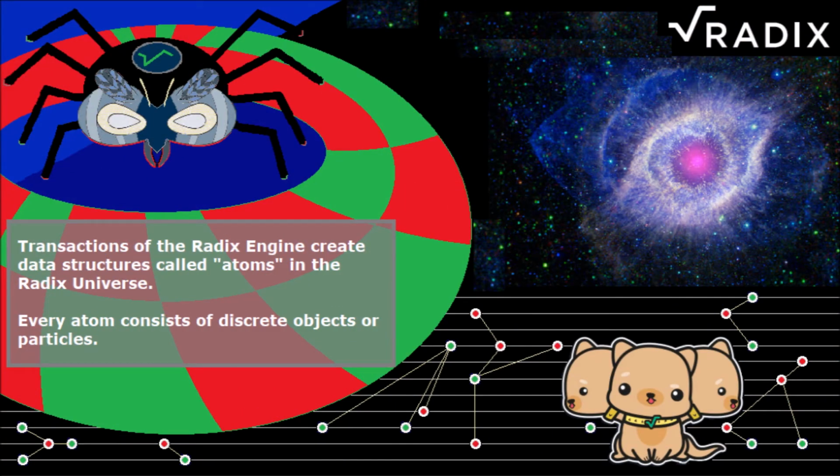Particles and atoms. Transactions of the Radix engine create data structures called atoms in the Radix universe. Every atom consists of discrete objects or particles. Particles are finite state machines, input or output. Each particle being initialized has a neutral state. When a particle is being used as input, its state is up and is also marked as green. In cases when it is being used as output, its state is down and marked as red.